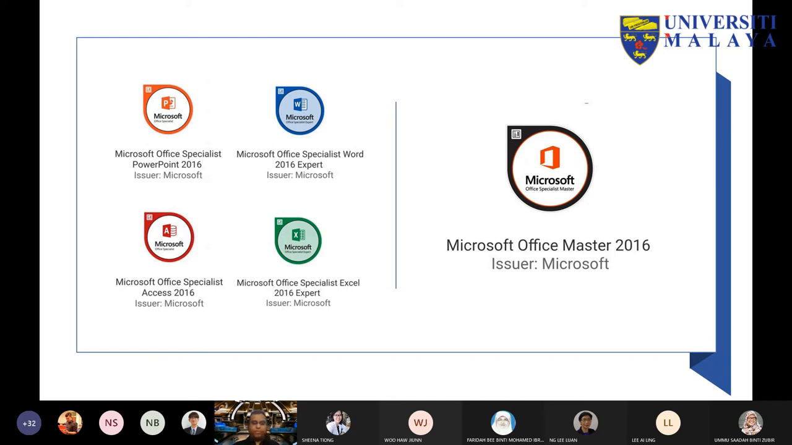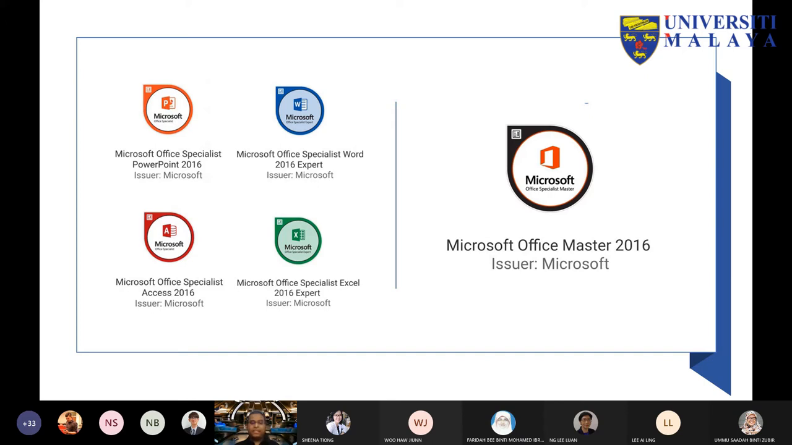Okay, so before I go on further, just a little bit of introduction. I'm certified by Microsoft, yeah? So these are some of the certifications that I've got from Microsoft. You will see these nice tiny little badges here. This is actually a physical badge. They give you a physical badge once you have completed the modules from Microsoft. There are four main modules that you will need to complete to get that big black badge: Microsoft PowerPoint, Access, Word, and also Excel.